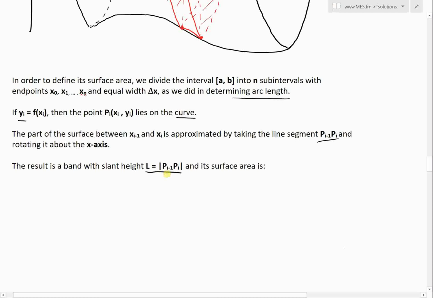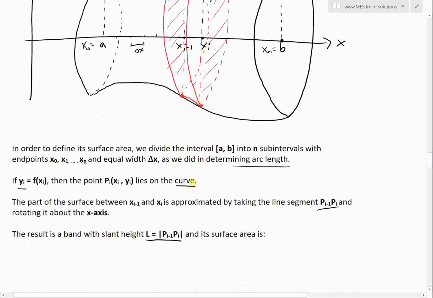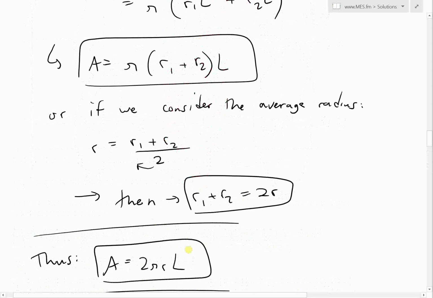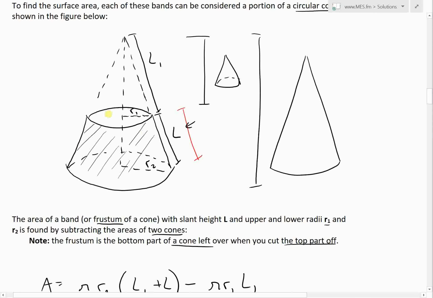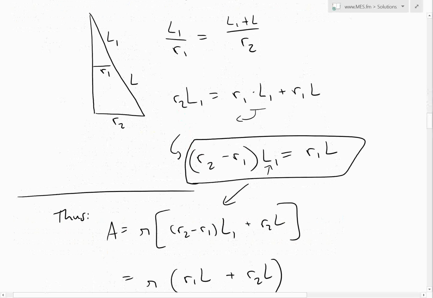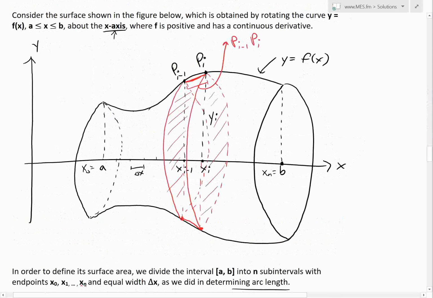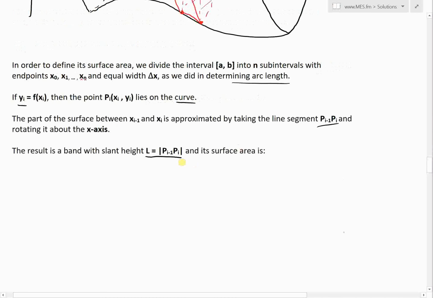So the result is a band with slant height L, which is going to be equal to the absolute value of these points, because we're not dealing with any negative numbers. So pi minus 1 to pi is just the same thing as saying the distance across, because distance is always positive. So this is the new slant height. Remember, this is the exact same thing as I was showing here. So the slant height, if you go all the way to this frustum, I think that's what it's called. That's the slant height. If you rotate it, the same thing, from this point to this one.